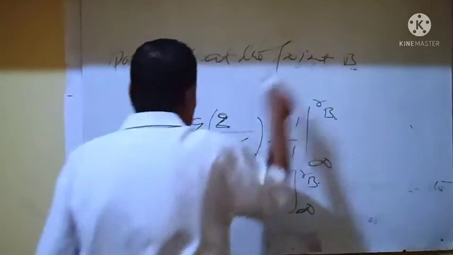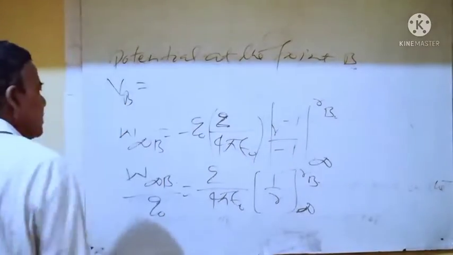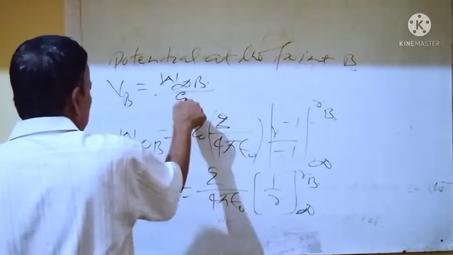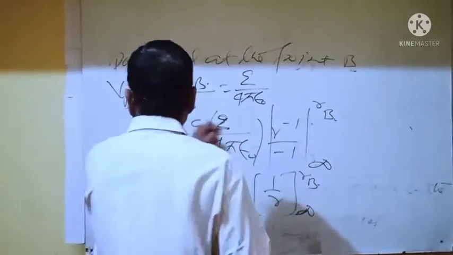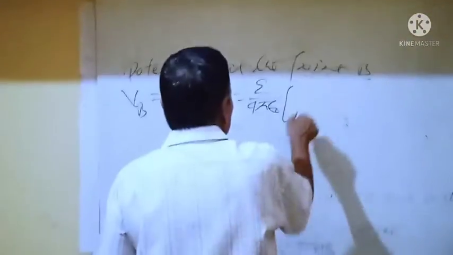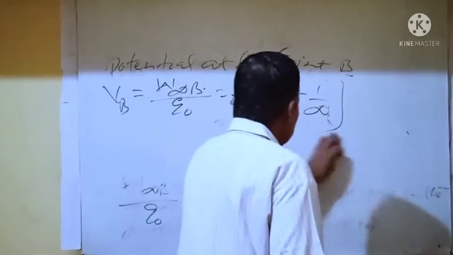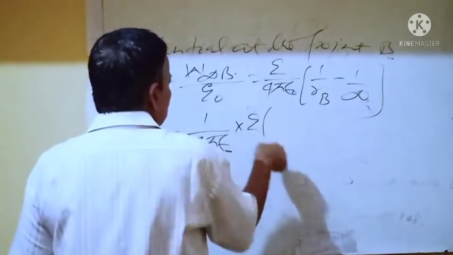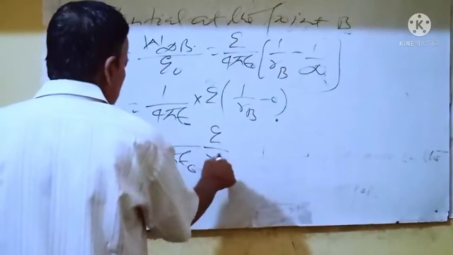At the point B, the potential at the point B, that is VB, is equal to WB by Q naught, which is Q by 4 pi epsilon naught into 1 by RB minus 1 by infinity. That is Q by 4 pi epsilon naught into 1 by RB minus 0. So VB is equal to Q by 4 pi epsilon naught RB.